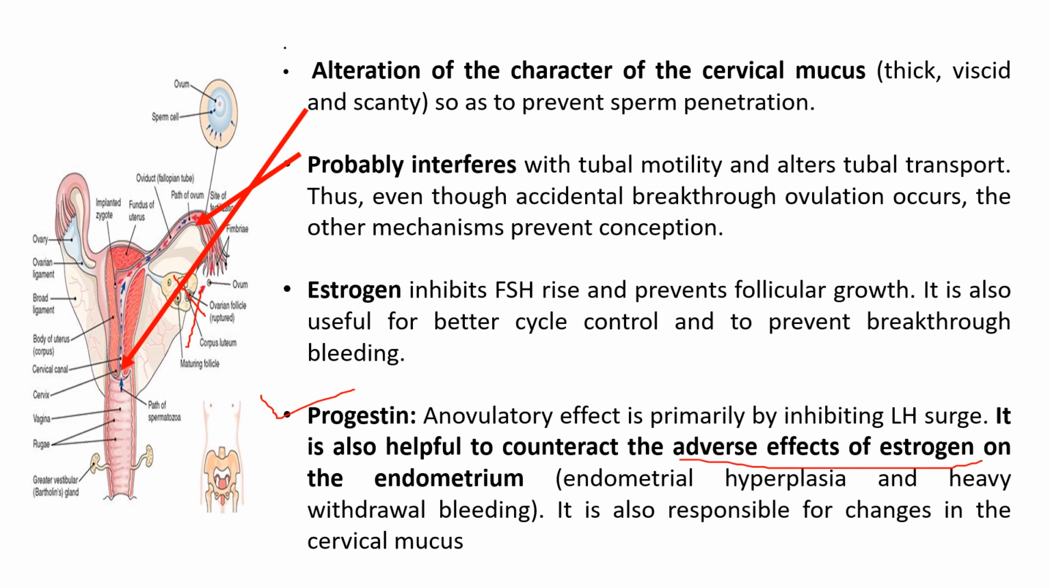We know that if an oral contraceptive pill containing only estrogen is used for a longer duration of time, there are chances of uterine cancer. In order to prevent it, we use the combination pill that contains progesterone, because progesterone will prevent this uterine hypertrophy or excitability. So it will counteract the adverse effect of estrogen on the endometrium. Endometrial hyperplasia and heavy withdrawal bleeding are the complications. It is also responsible for changes in the cervix.